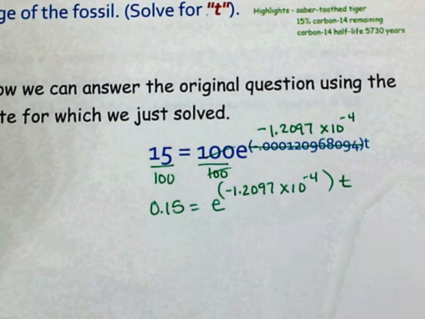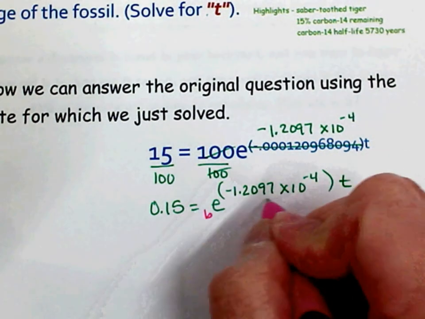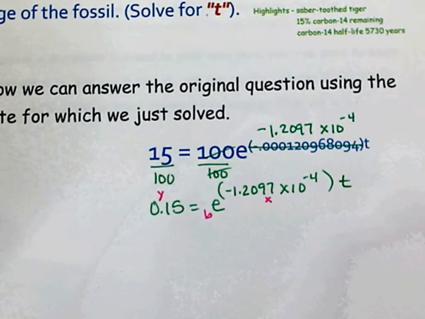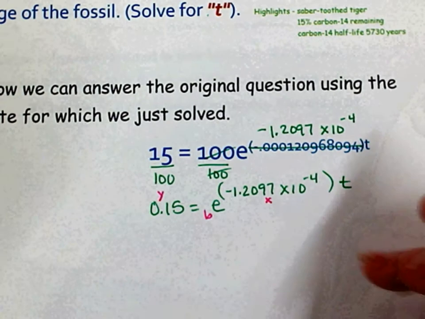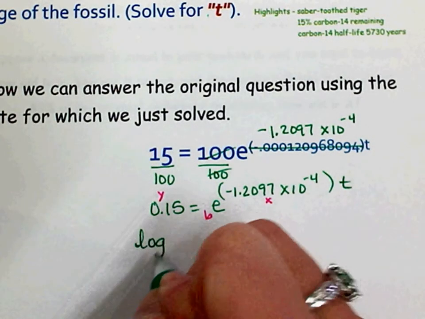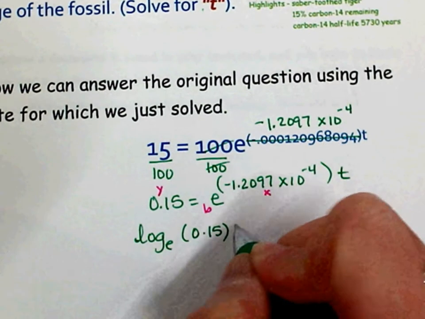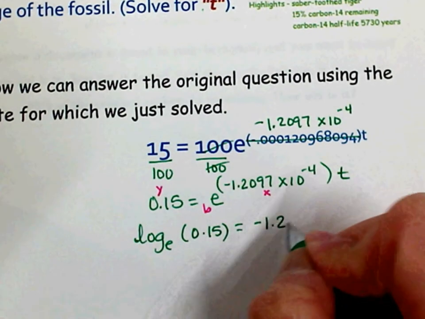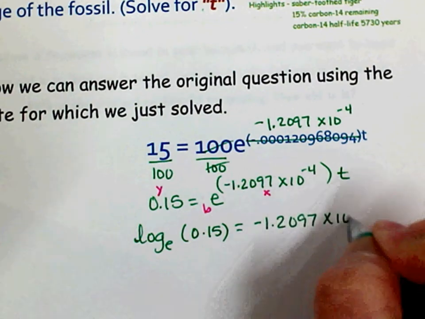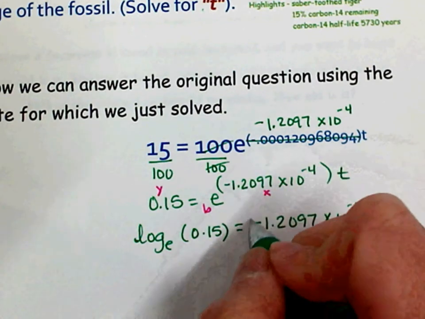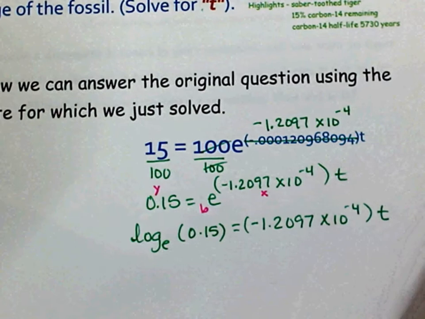Here's your base. Here's the x. Here's your y. Rewrite it as a logarithm. So log base e of 0.15 equals negative 1.2097 times 10 to the negative 4 t. Or you can type in that whole number, t. Okay. How do you solve for t?